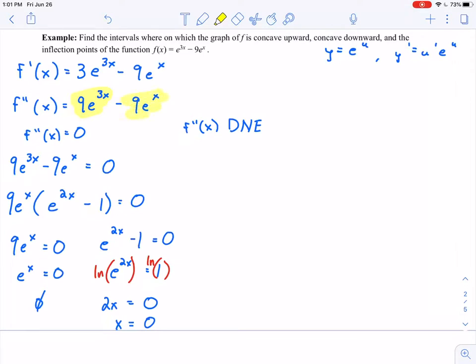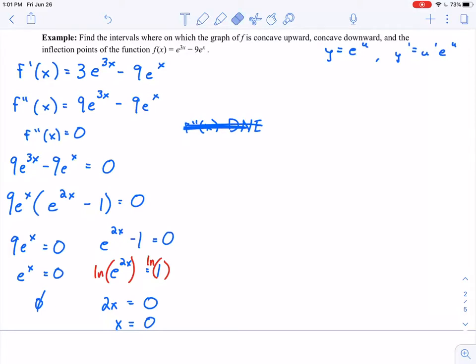The domain of 9e to the x is the same thing. The domain of that is negative infinity to positive infinity. Not going to be a problem. So we don't really need to worry about this case here. We don't need to worry about places where f double prime of x does not exist, because it exists everywhere.